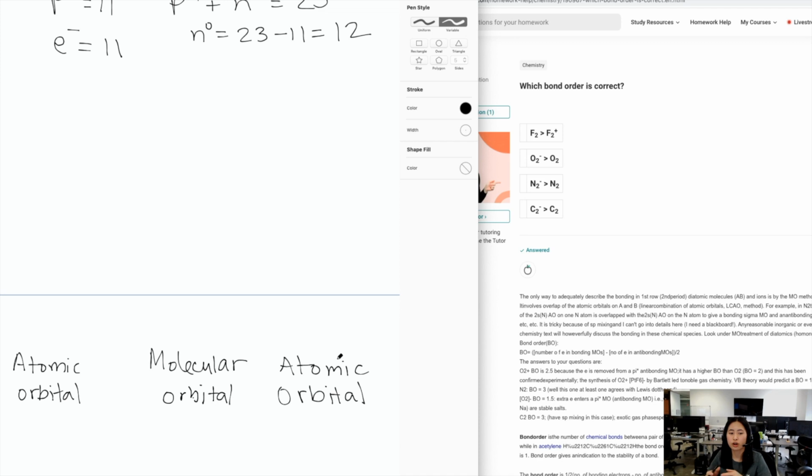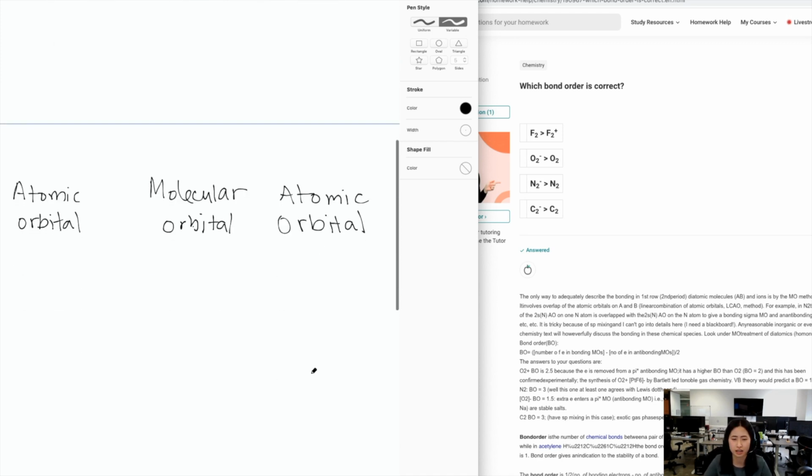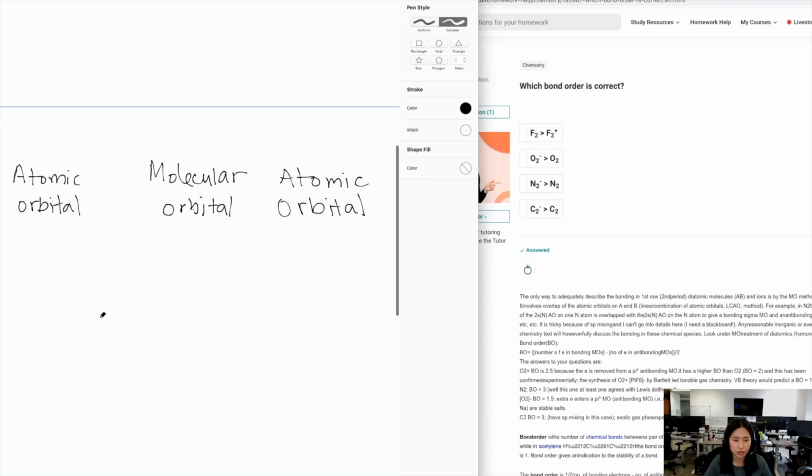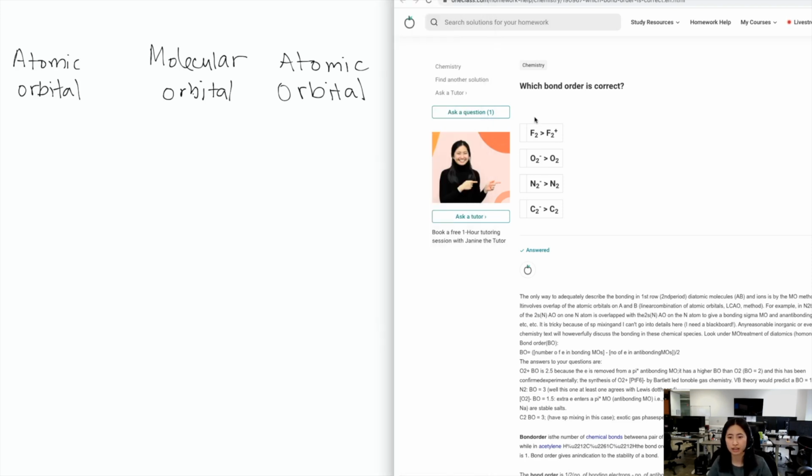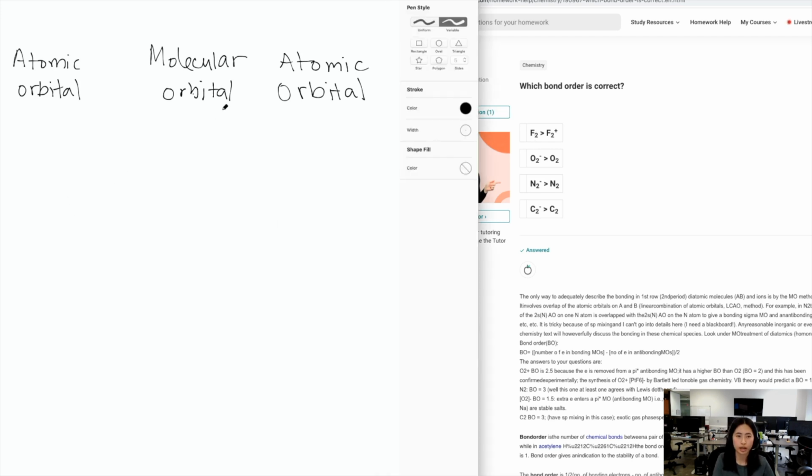By the way, if you're from Western, this is a very popular question that I see a lot of students struggling with. So pay attention to this, because hopefully now it will make sense. You have atomic orbital and then you have molecular orbital. First of all, we're looking at fluorine in this case, and it's two atoms of fluorine, right?